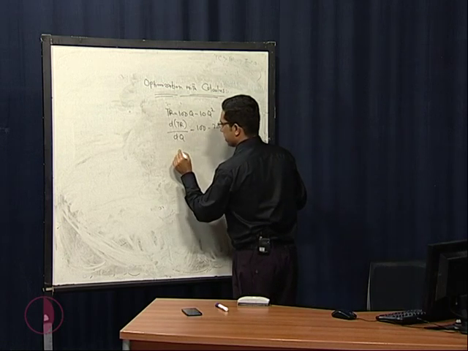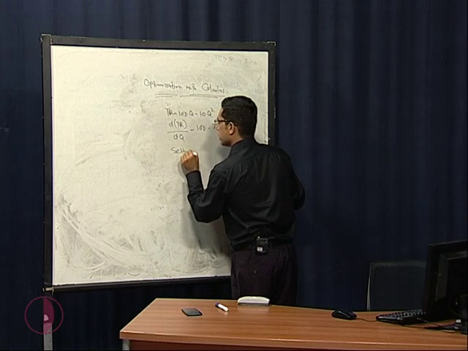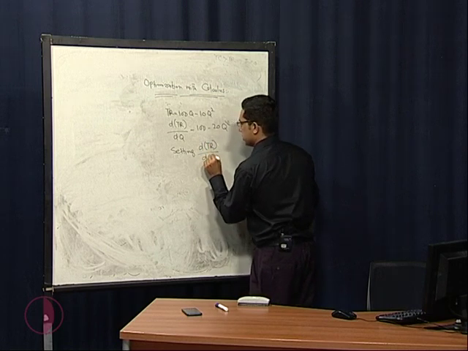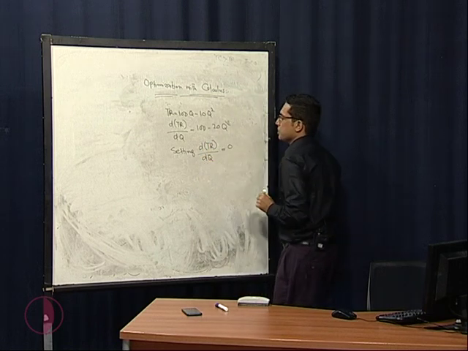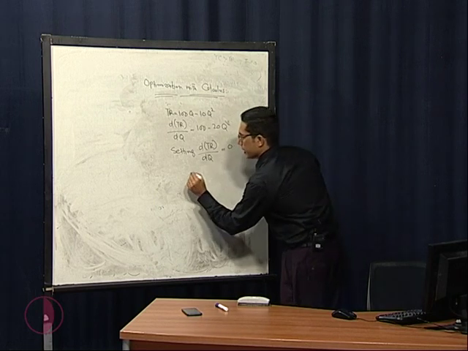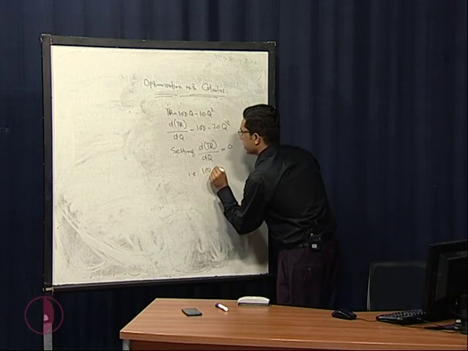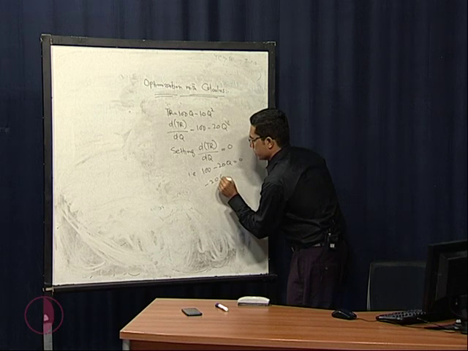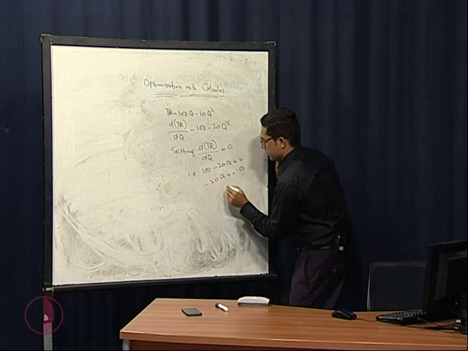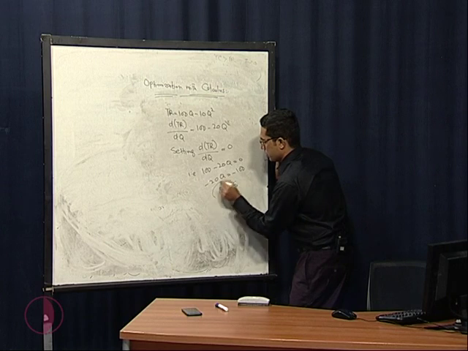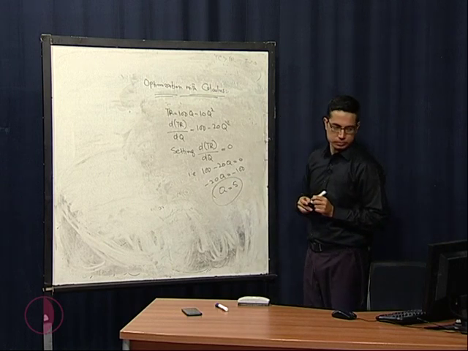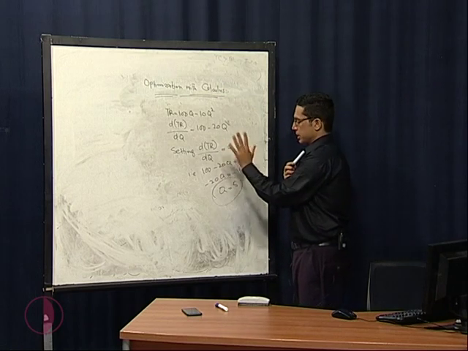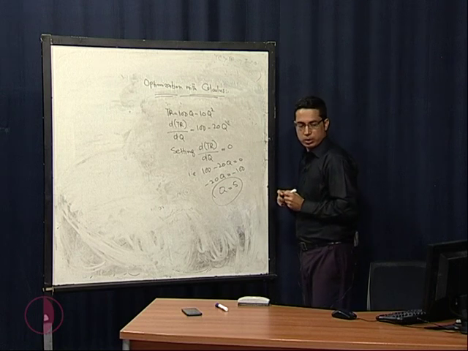For knowing the output level, setting change in total revenue due to change in output equals 0. That is, 100 minus 20q equals 0. So minus 20q equals minus 100, q is equal to 5. So for the maximum revenue, the firm must produce 5 units of output.